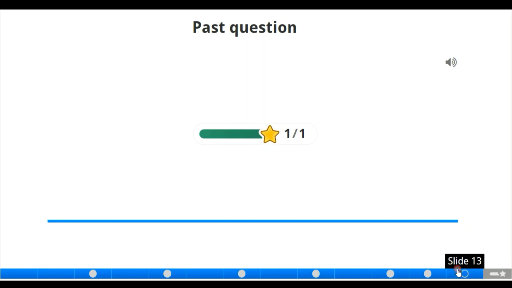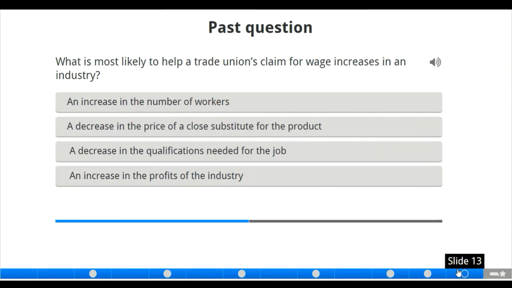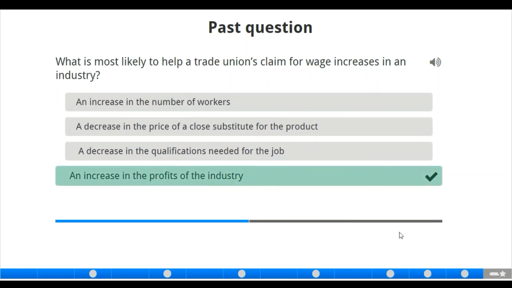Now we move to the next past question here. What is most likely to help a trade union claim for wage increase in an industry? This serves as a good question also. Now, what is most likely to help them to claim for increase in wages? Now we have an increase in the number of workers, a decrease in the price of the close substitute for the product, a decrease in the qualification needed for the job, or an increase in the profit of the industry. Of course, if there is an increase in the profit of the industry, the trade union is likely to claim for increase in wages. That is good, it's correct.